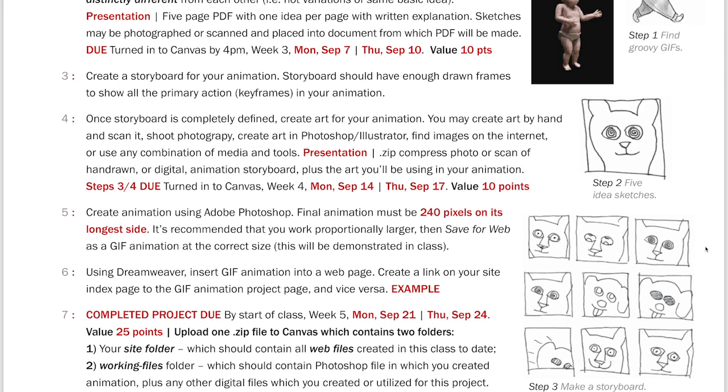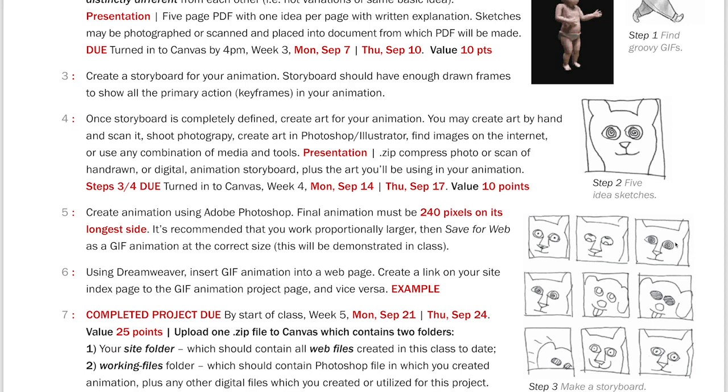So once you've got your storyboard, you've figured it out, you know how you want to produce this, whether it's photography or hand drawing or finding images on the internet or elsewhere, then you need to start creating the art for each of those individual keyframes that are indicated in your storyboard. So what's going to be due next week are the storyboard and the artwork for each of the frames. However, you do not have to have the animation started. You just need to have the artwork for the animation completed.